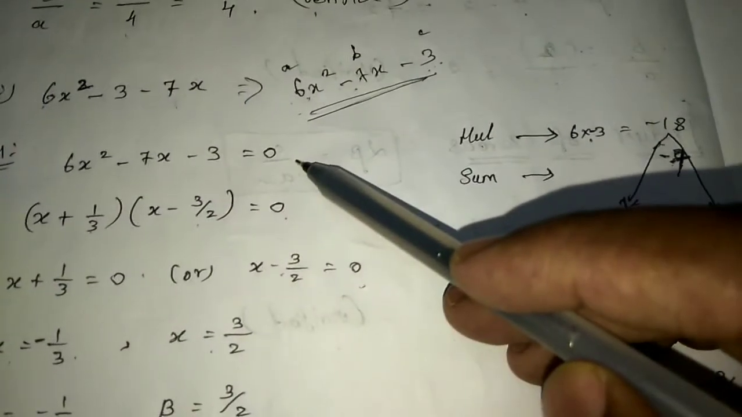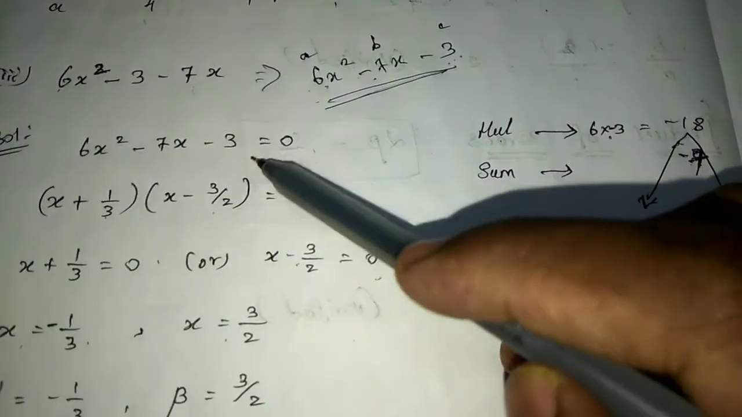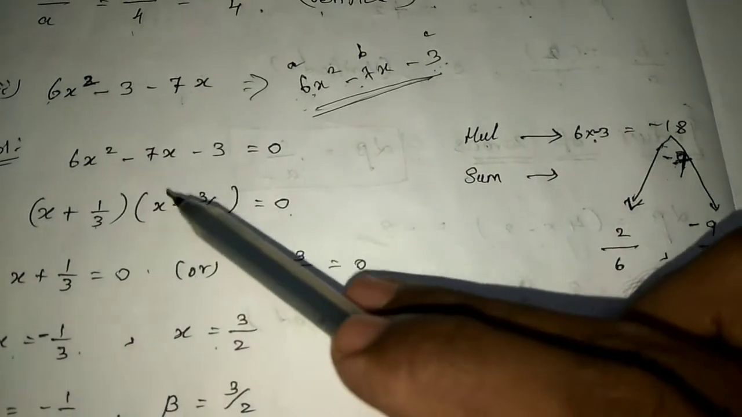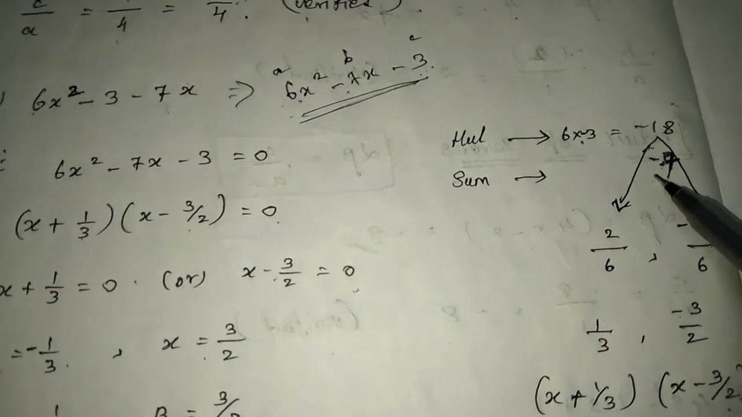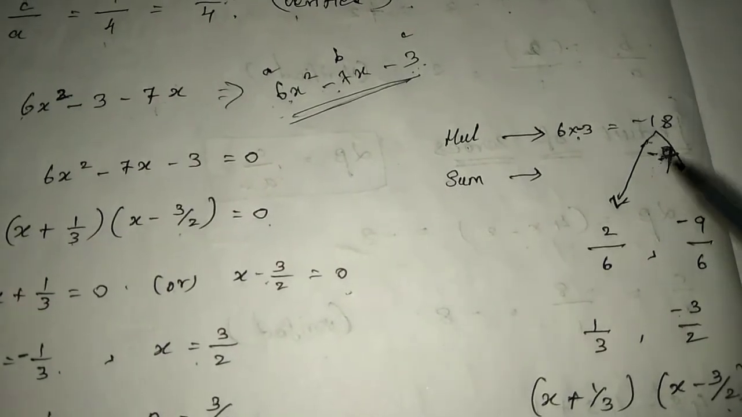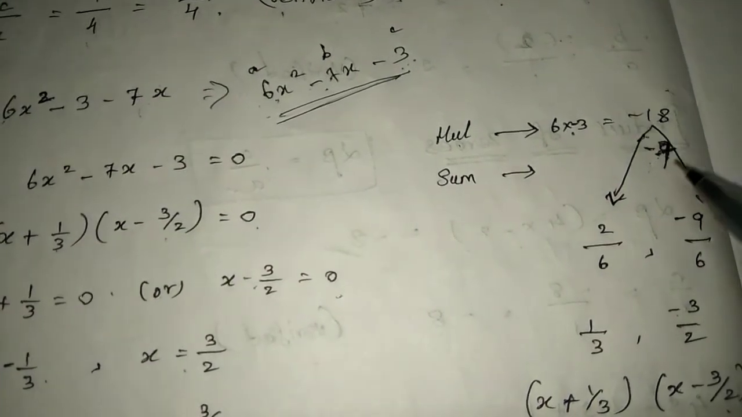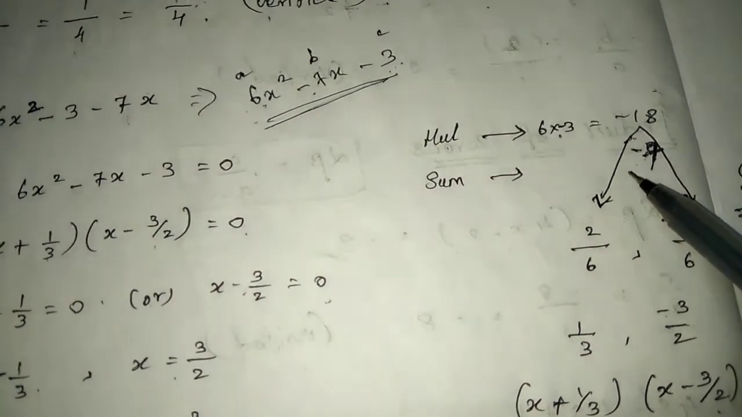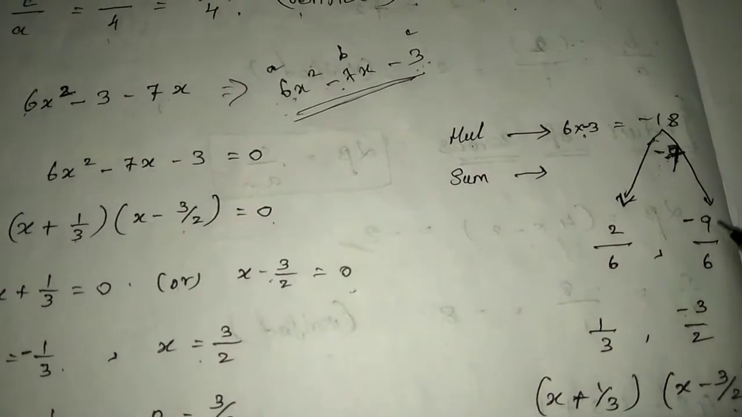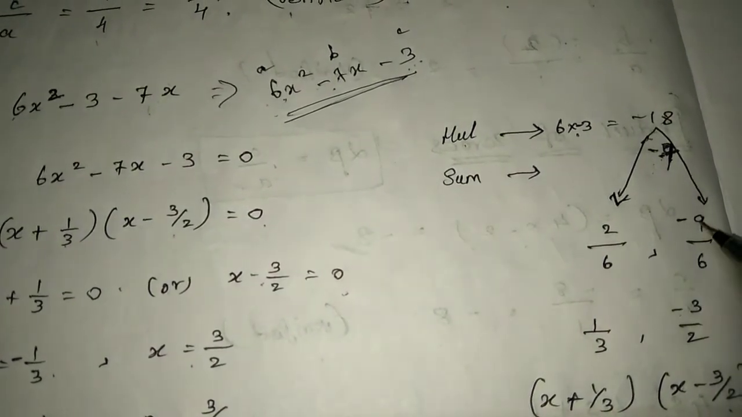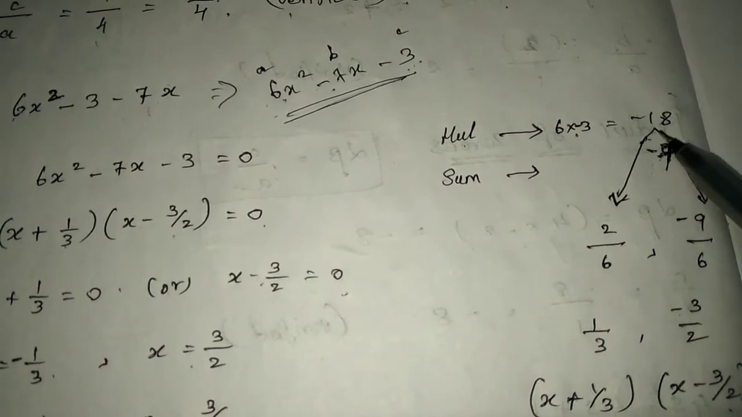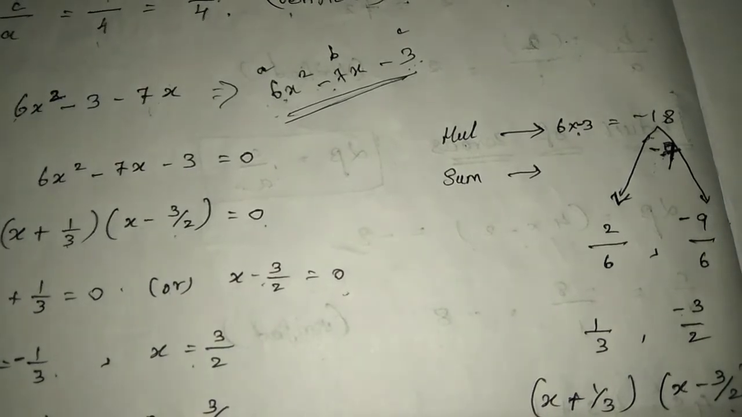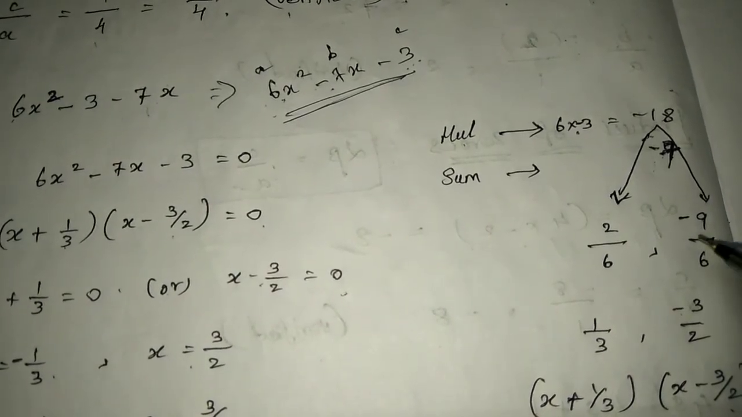Next, multiply 6 into minus 3. So multiplication, 6 into minus 3, minus 18. Next the sum value, minus 7. So minus 7. Now you should consider the two numbers. When we multiply the two numbers, it becomes minus 18. Sum of the two numbers is minus 7. Now we can find out the two numbers. That is 2 into minus 9. Right? 2 into minus 9. Because when you multiply 2 into minus 9, it becomes minus 18. Sum of the two numbers, plus 2 minus 9, is minus 7. Well clear? So we found the two numbers.